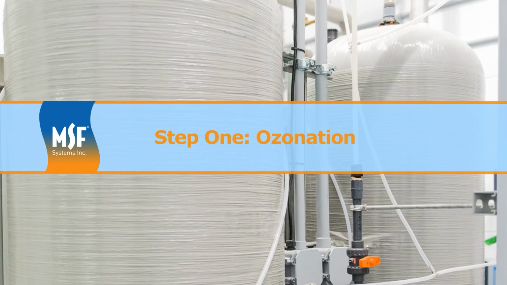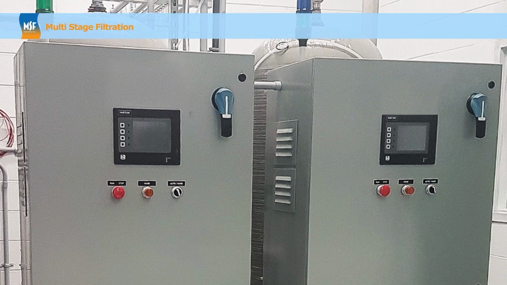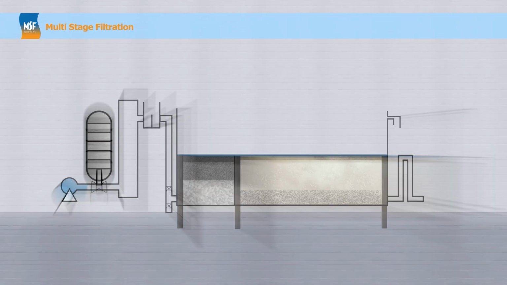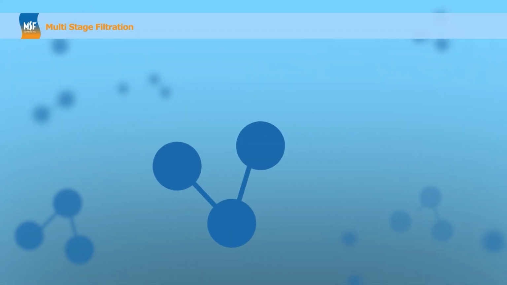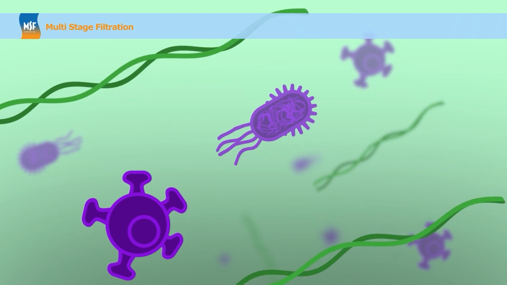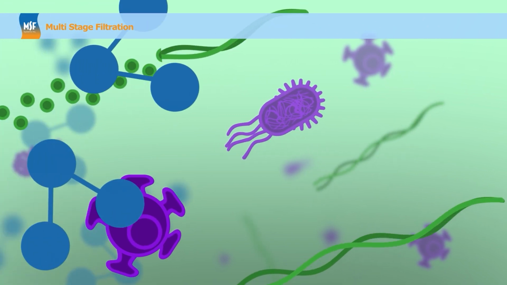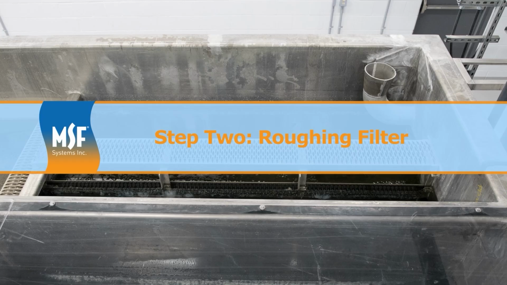Step 1. Ozonation. Ozone generators create ozone by applying energy to oxygen to fuse 3 oxygen molecules together. Ozone is injected into the raw water and circulated through its contact tanks, where it breaks up long-chain molecules into smaller, more biodegradable bits, as well as inactivating viruses, bacteria, and cysts.